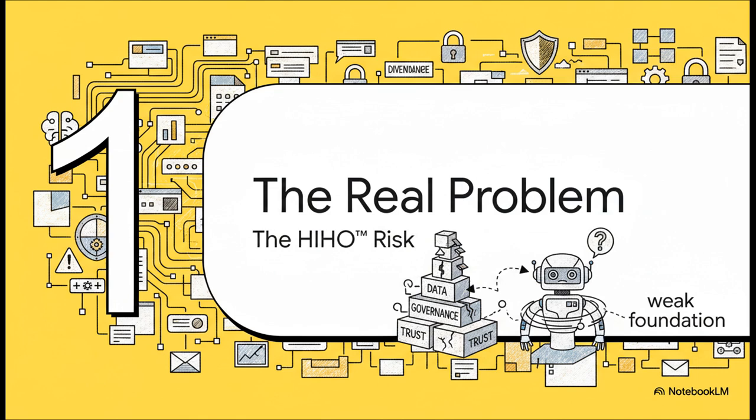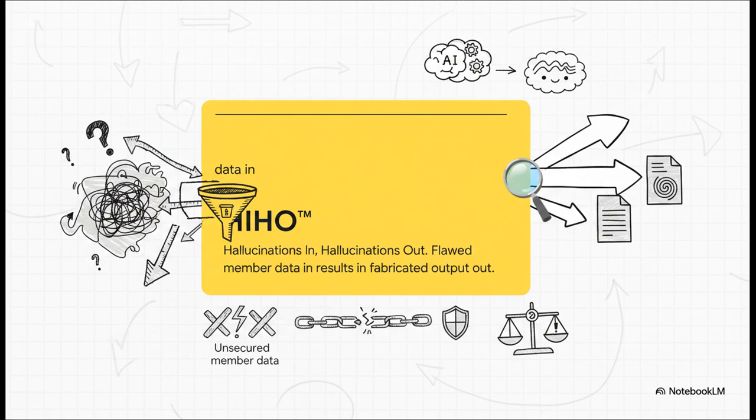And when that foundation is shaky, well, there's a name for what happens next. We call it HIHO. It stands for hallucinations in, hallucinations out. And the principle is dead simple. If you put flawed, messy, or unsecured member data into an AI, you are absolutely going to get an answer back that sounds super confident, totally polished, and is completely, utterly fabricated.